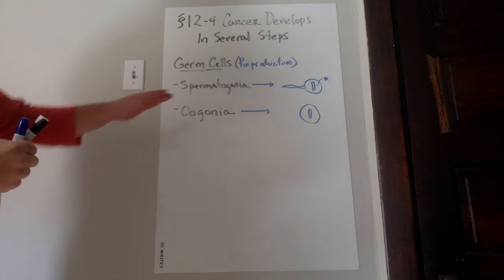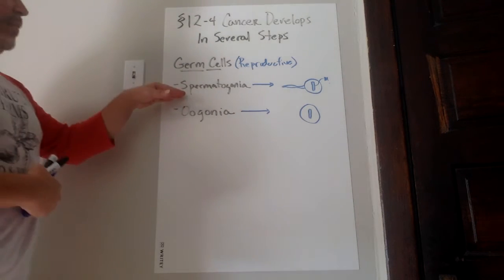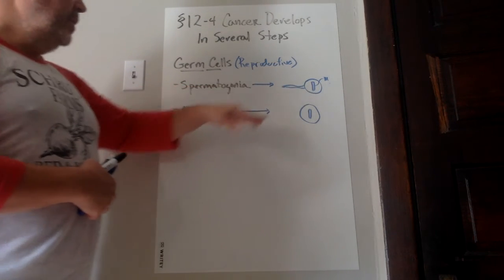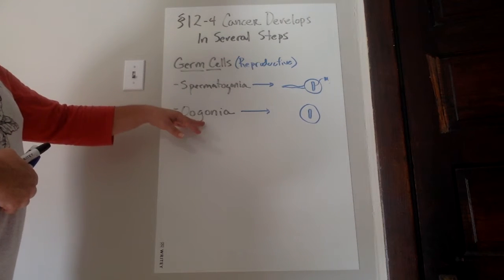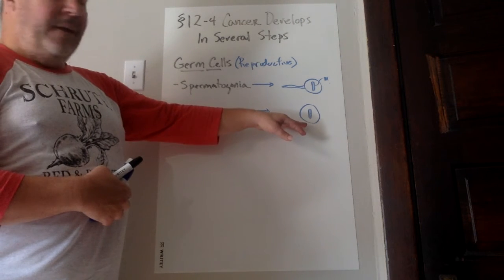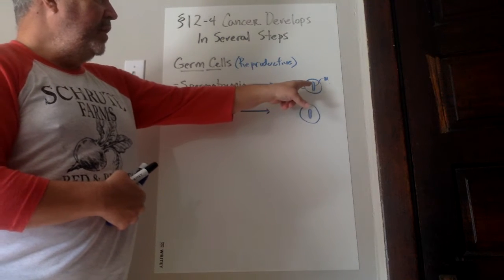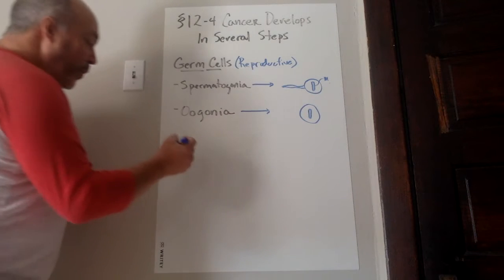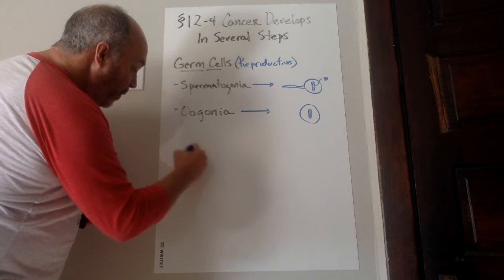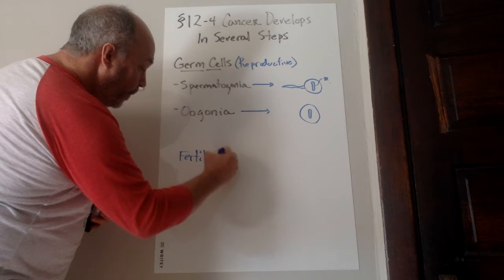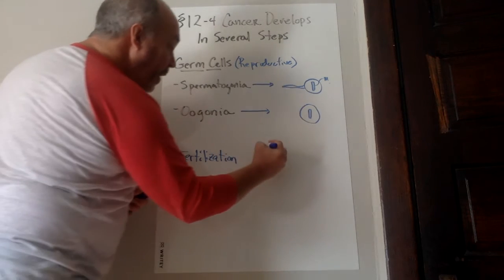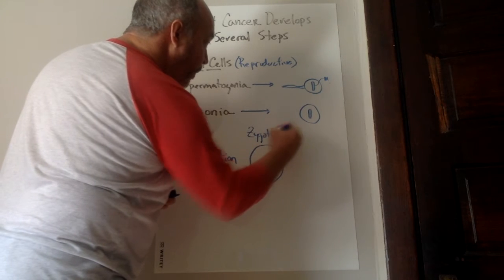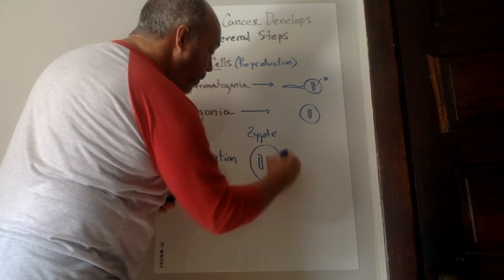So for instance, a spermatogonia, remember, is that diploid cell that will undergo meiosis in order to produce haploid gametes. And oogonia is the female equivalent that will undergo meiosis and produce our haploid gametes. So here you can see one chromosome of each pair. And then through fertilization, these will now come together and form a zygote. And now you'll have two copies again.